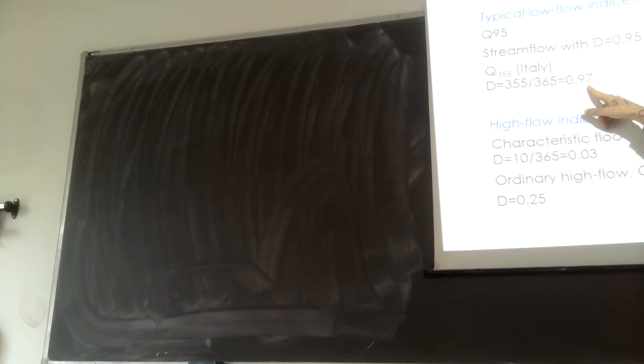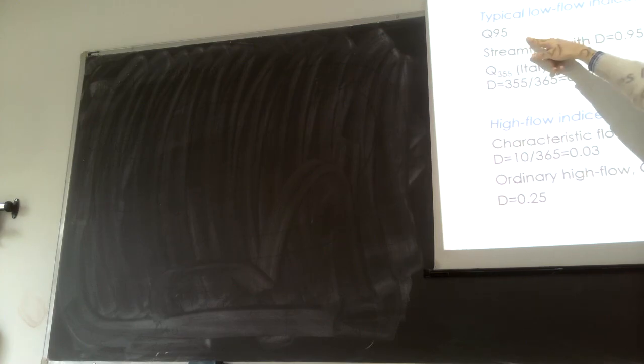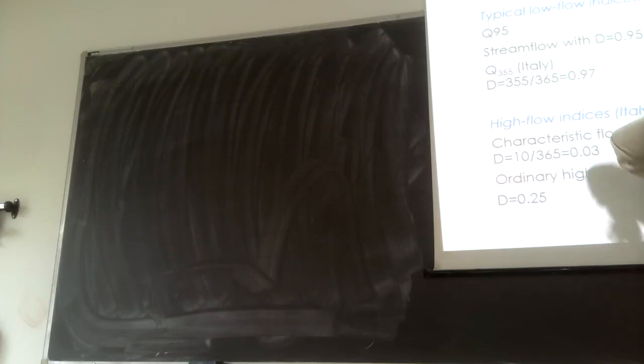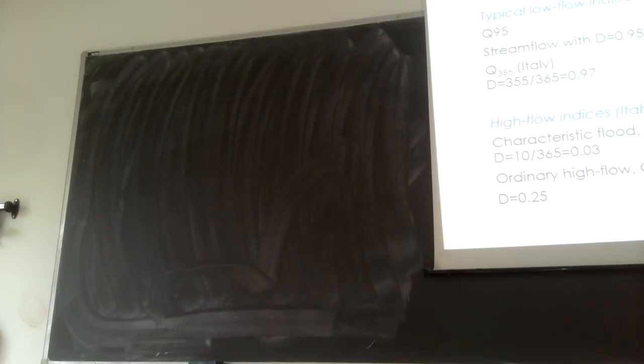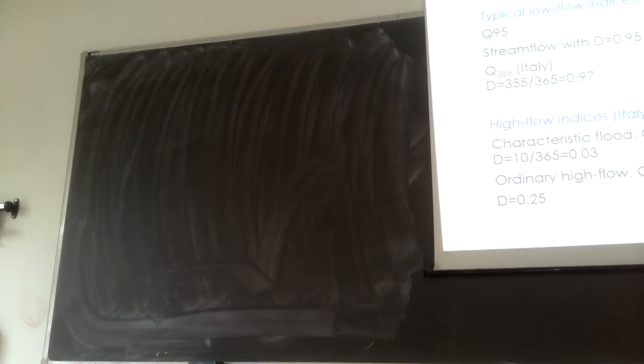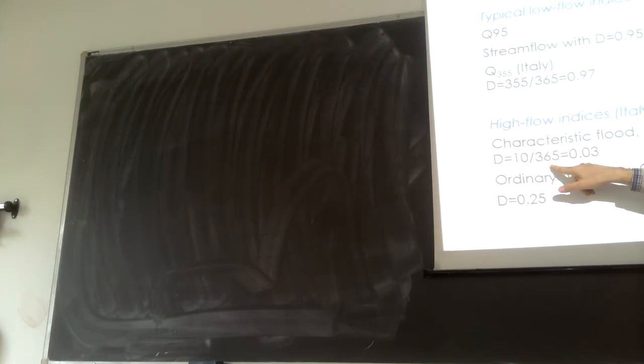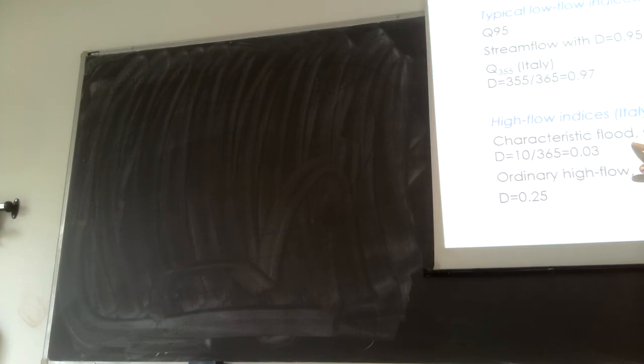Very common low flow indices characterize the flow regime when the amount of water is low. We have also high flow indices in Italy, Q10, so 10 days in a year, which is 3%. This is what we call in Italy the characteristic flood. A characteristic flood in a river is associated with a 10-day duration, and so on and so forth. This is one of the most general uses of flow duration curve.